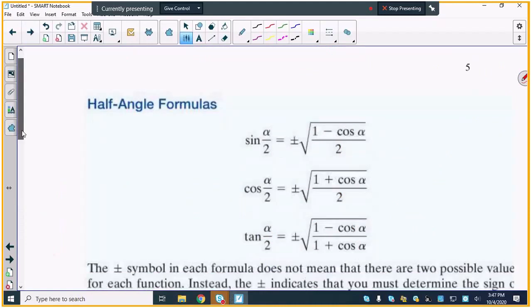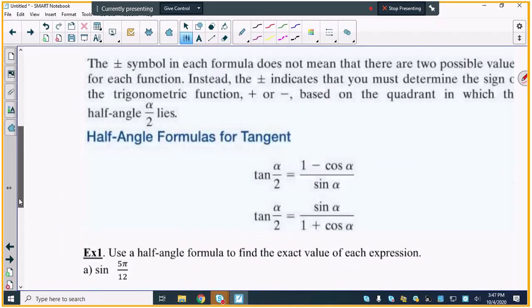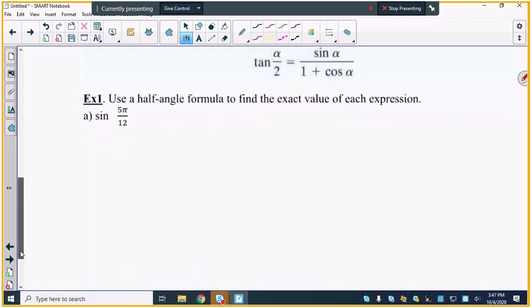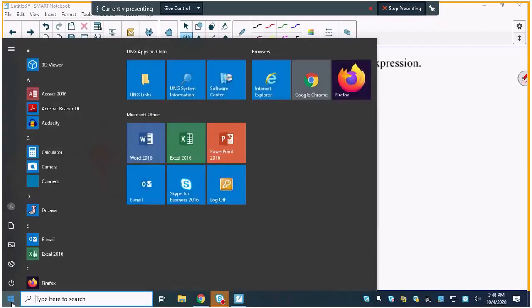So we have talked about the half angle formula already, so I'm going to skip these things and go ahead and start working on our half angle formula problems. Sine 5 pi over 12, and I'm going to find it out using the half angle formula. So as soon as I say sine 5 pi over 12, you draw it in the standard position first to understand which quadrant you should be in. So remember 5 pi over 12 is not a standard angle. So probably it will help us if I change it to the degree measure.